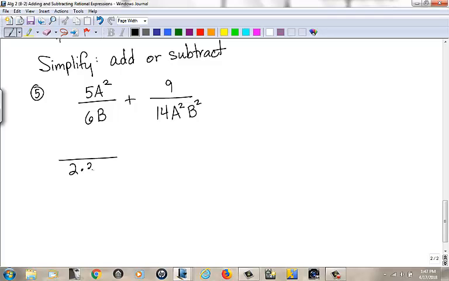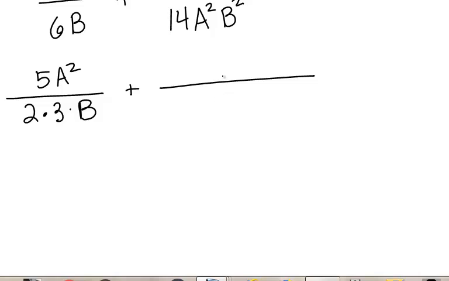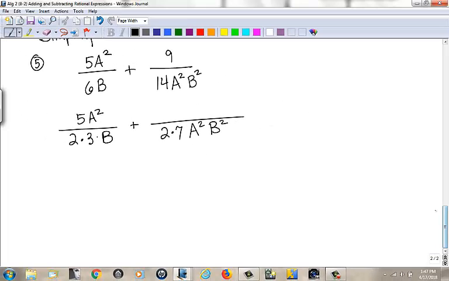Say 6 is 2 times 3 times b. And I still have the same thing up on top. 14 is 2 times 7. And we already know, I'm not going to write that out the long way, because I already know I'm going to pick the highest exponent. Okay? Now I'm going to do the LCM on the bottom.